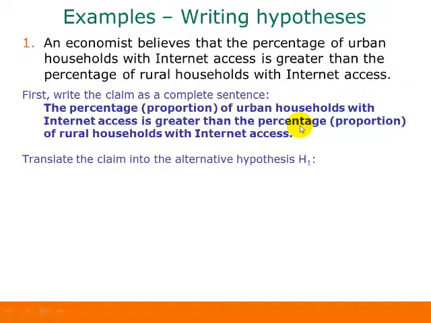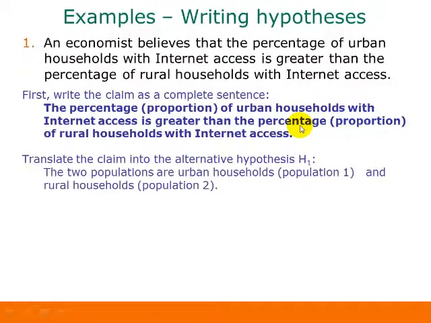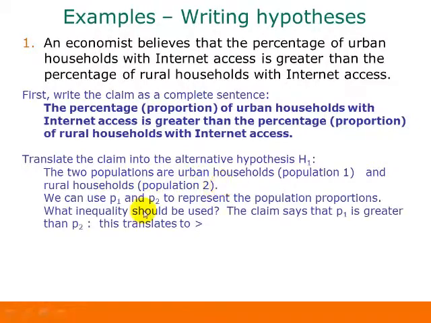Now we want to translate this into an alternative hypothesis. So we do have to decide which our two populations are. The easiest way to do this is to make population 1 the one that's mentioned first in your claim, just because it's easier that way to translate it into an inequality. So let's say that our two populations are urban households, population 1, and rural households, population 2. So we're going to use p sub 1 and p sub 2 to represent our population proportions.